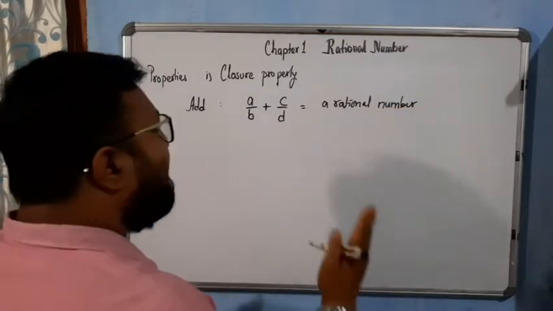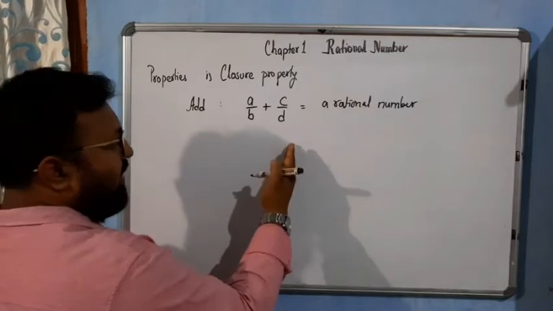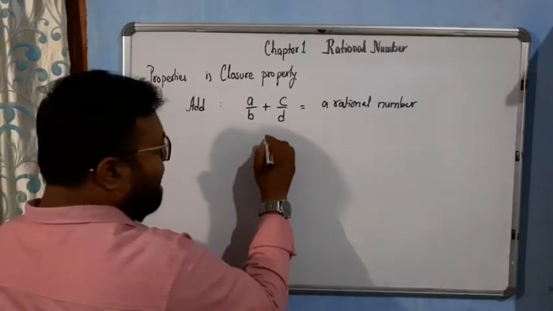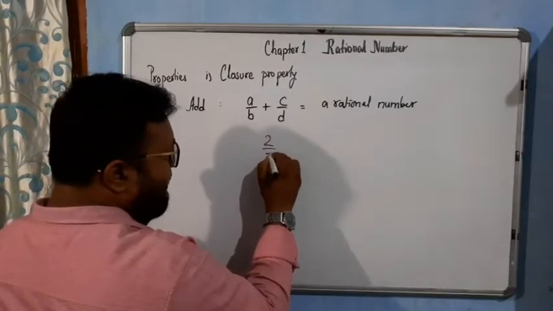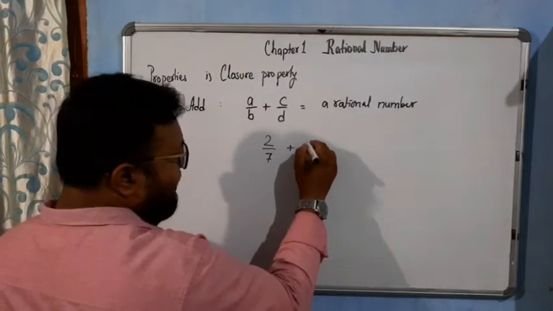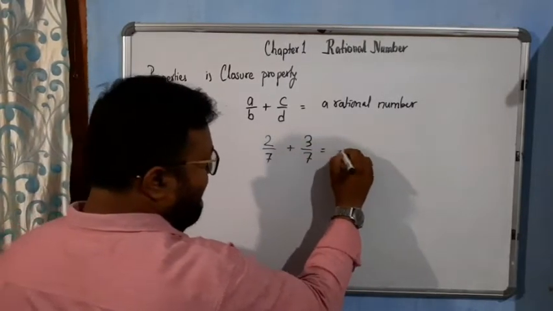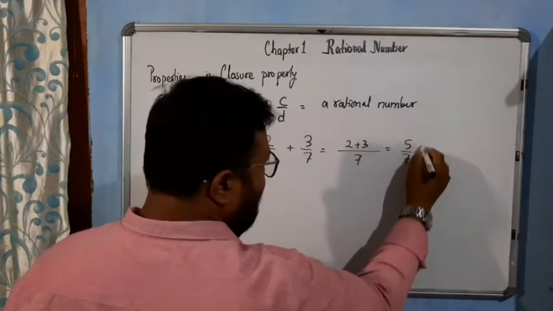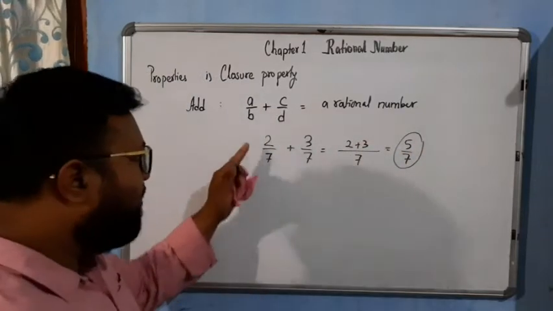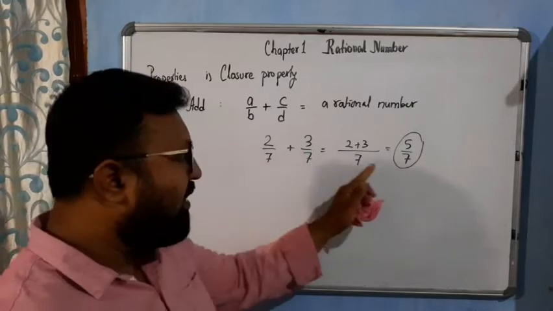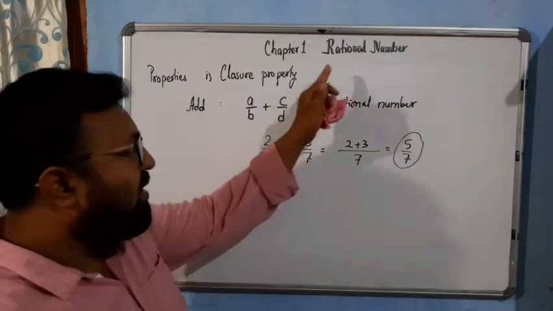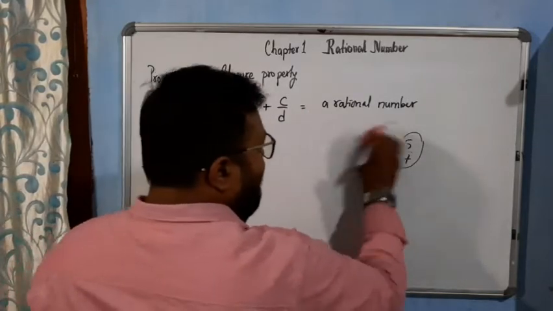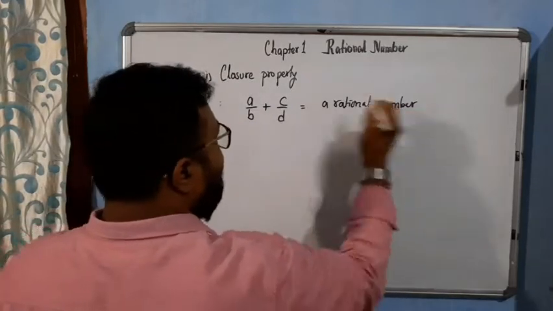then we can say that the rational number is closed under addition. Let's take an example. Suppose 2 by 7 plus 3 by 7. If we take LCM 7, 2 plus 3 gives you 5 by 7. Ultimately 5 by 7 is also a rational number. Here 2 by 7 is a rational number, 3 by 7 is a rational number, and we get the result as a rational number. So we can say that the rational number is closed under addition. For addition we can give a tick mark here.